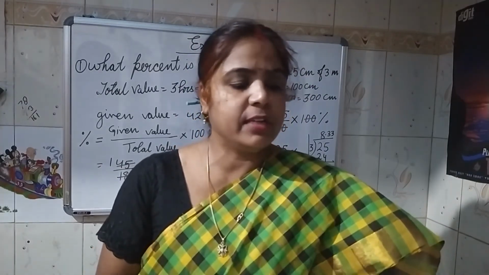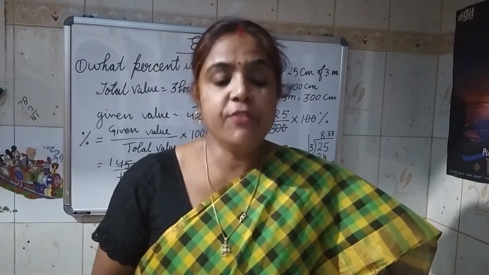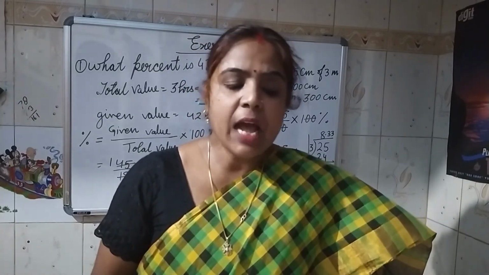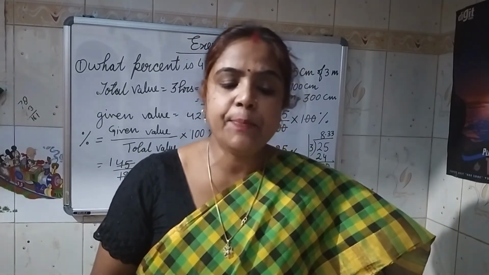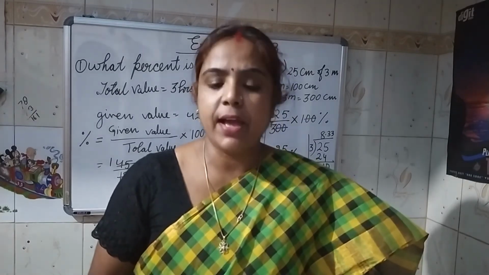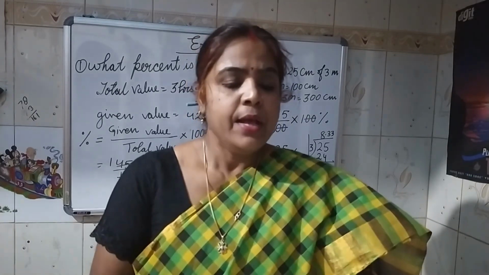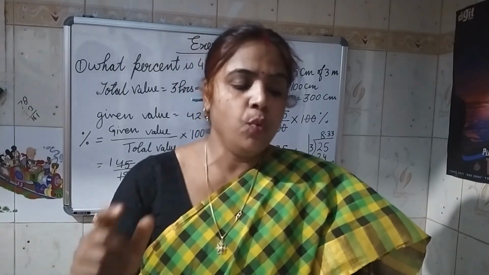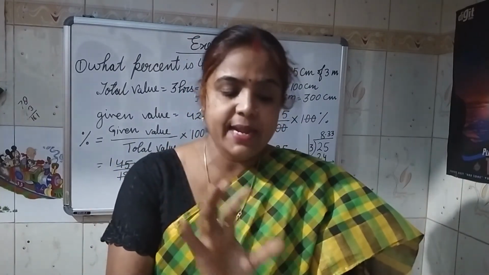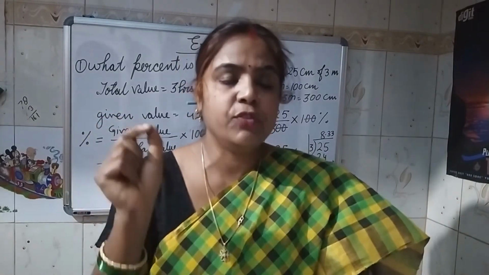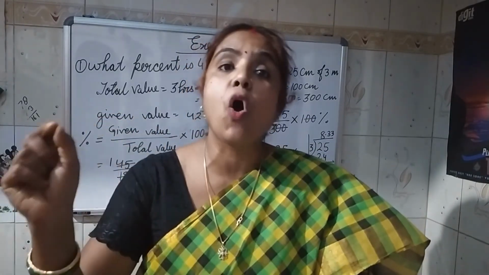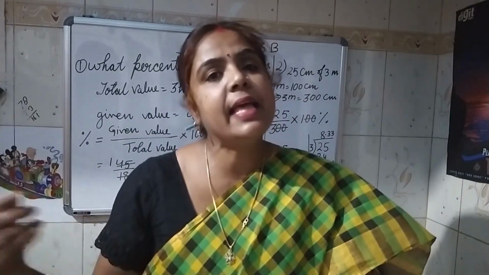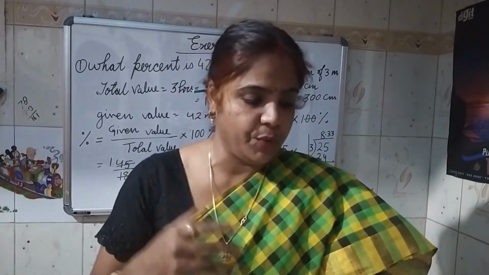Now we are moving to the third question. Solve the following word problems. In a garden, out of 120 flowers, 30% are roses. How many flowers are roses? Very simple. Number of rose flowers is equal to 30% of 120, since the total flowers are 120 and the percentage given is 30%. Then we will solve as I explained to you.